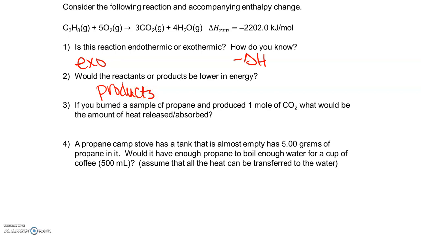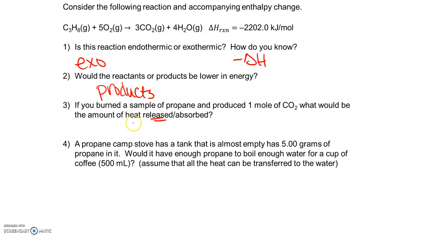Question 3. If you burned a sample of propane and produced 1 mole of carbon dioxide, what would be the amount of heat released or absorbed? Well, first of all, it's going to be released because we're talking about an exothermic reaction. But in order to figure out just how much heat, you got to look at the balanced equation. According to this balanced equation, 2,200 kilojoules of energy is produced when you have 3 moles of carbon dioxide. But in this case, it's asking us about 1.